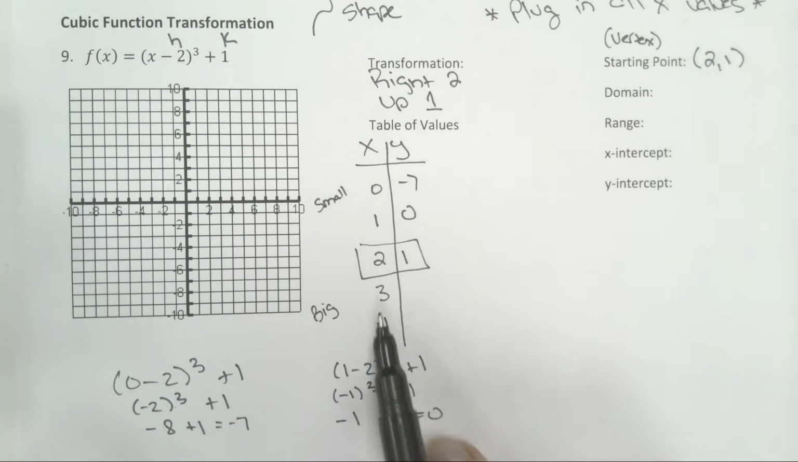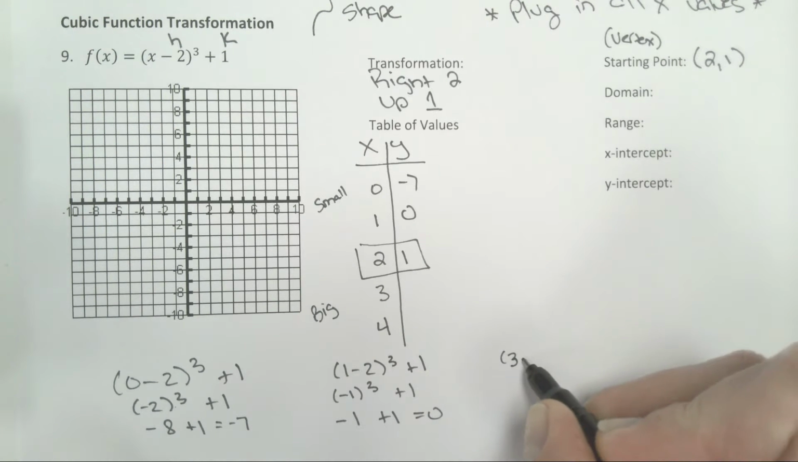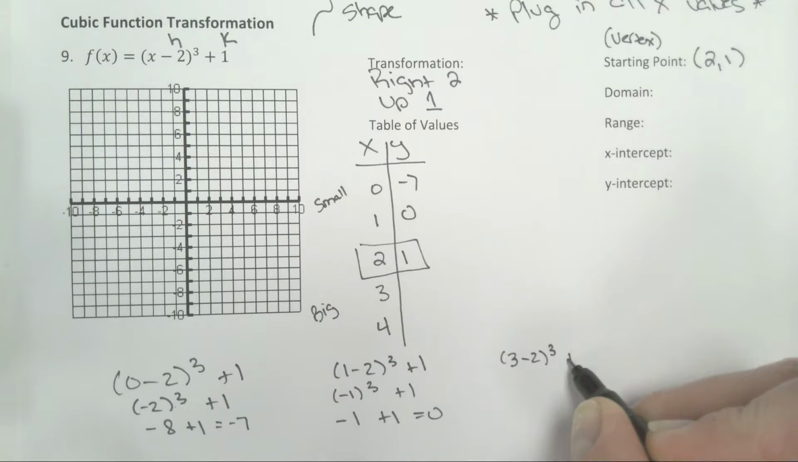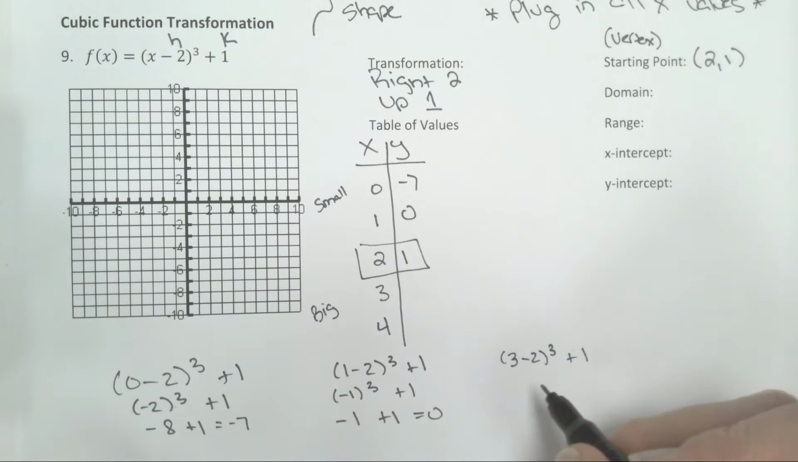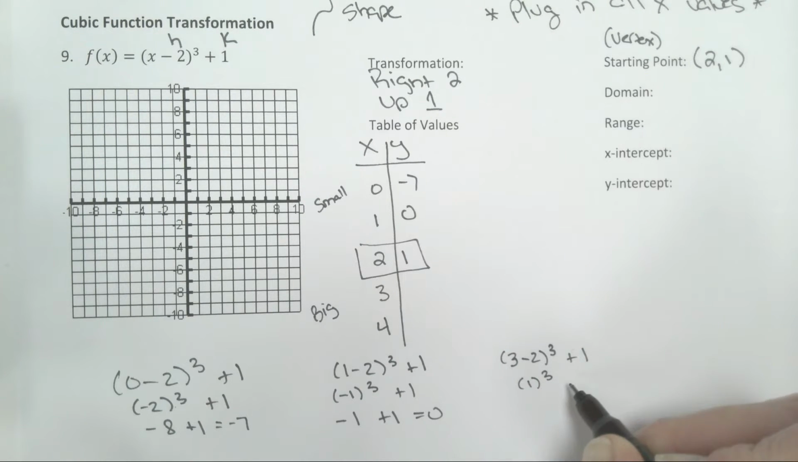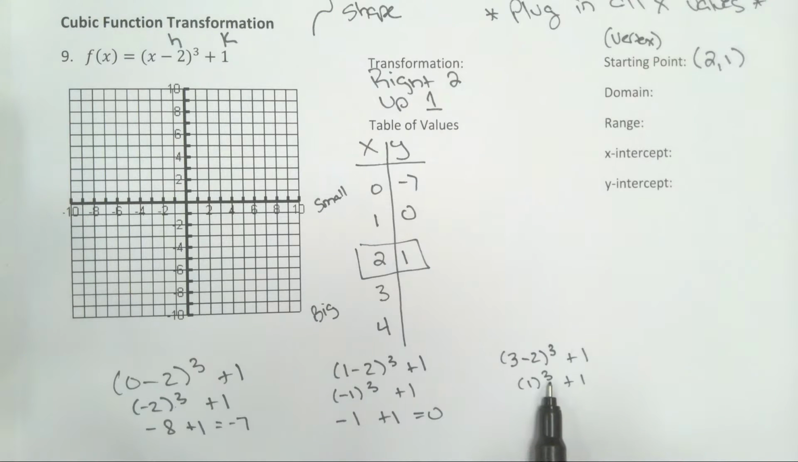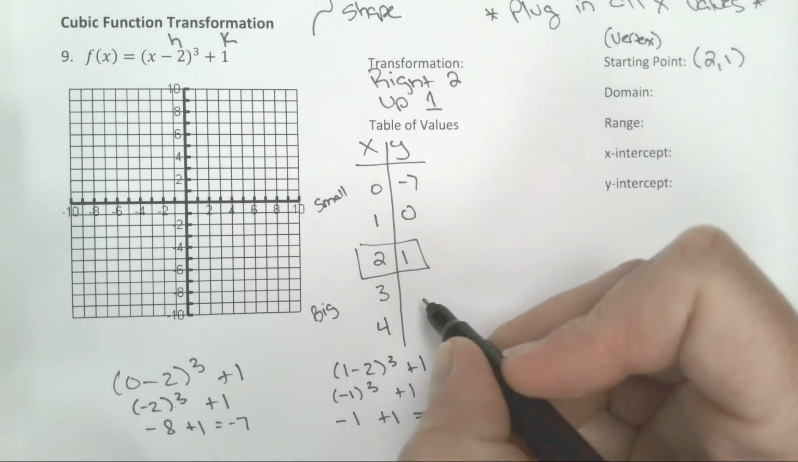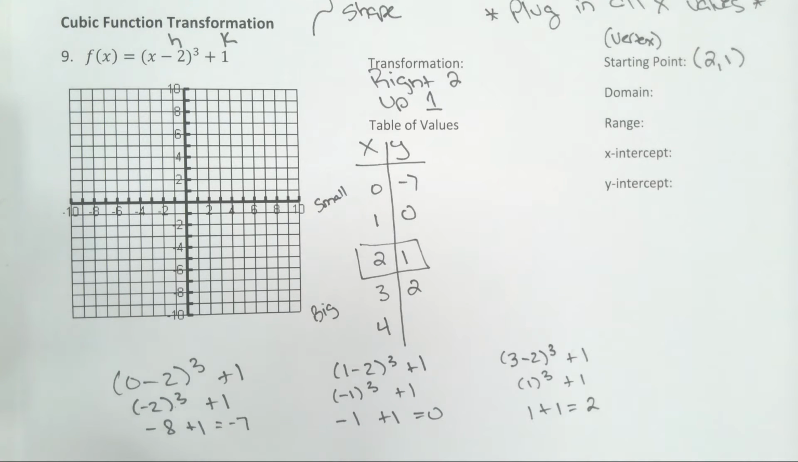Now I'm going to plug 3 in. 3 minus 2 cubed plus 1. 3 minus 2 is 1. 1 times 1 times 1 is 1. Plus 1 adds up to 2. There's my y value. Plug 4 in. 4 minus 2 cubed plus 1 is 2 cubed plus 1, and 8 and 1 adds up to 9.